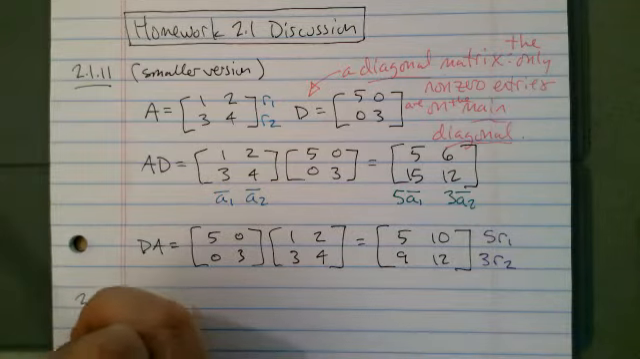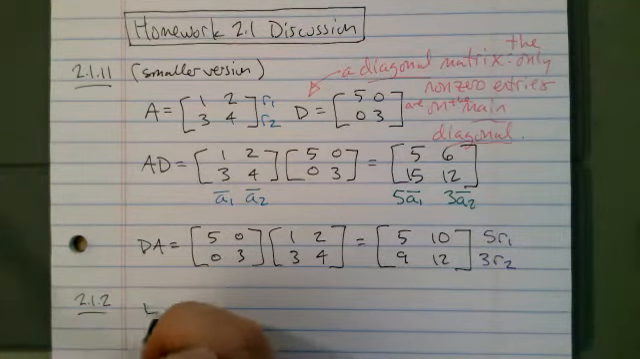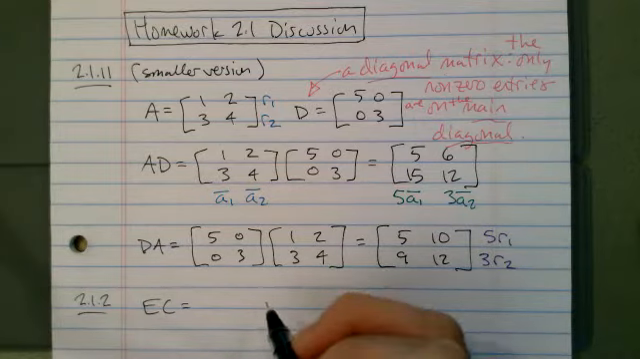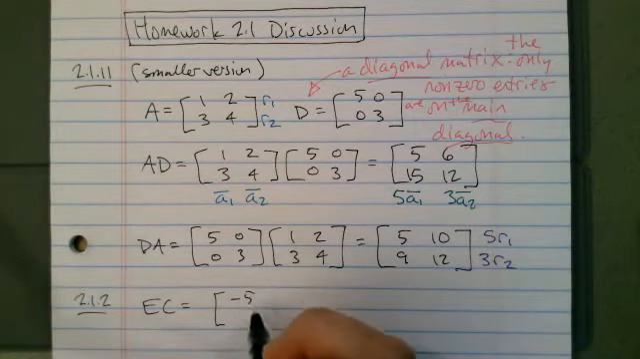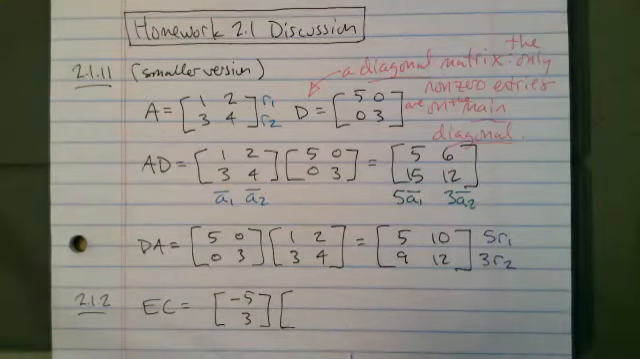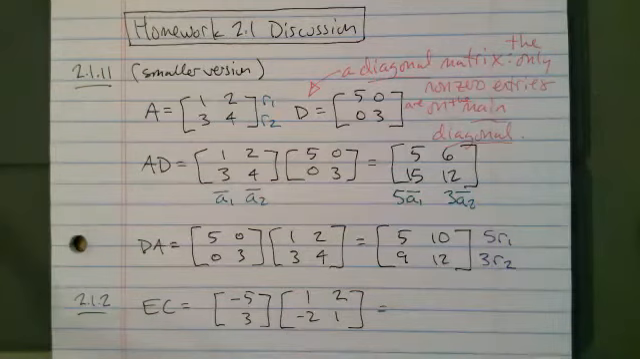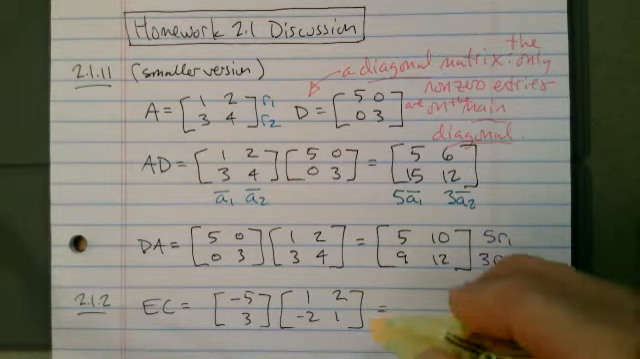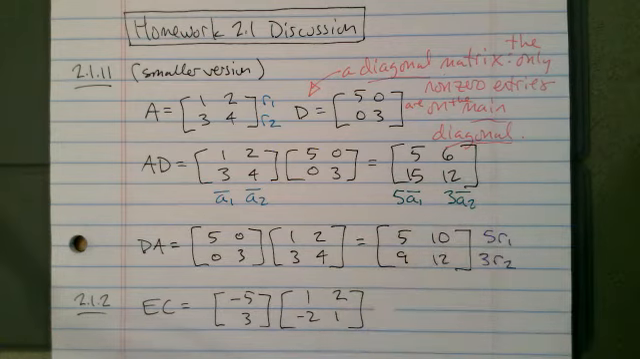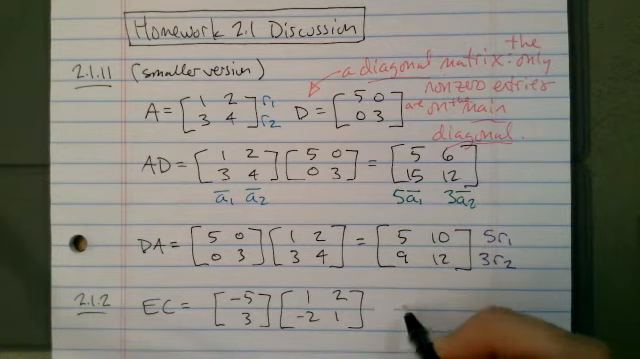So in problem 2, you want to compute EC, which is E, -5, 3, times C, which is a 2 by 2 matrix, 1, -2, 2, 1. And here, we have to check if this is even possible. E is 2 by 1, but C is 2 by 2. So I cannot multiply. The number of columns of E is not equal to the number of rows of C. Undefined.